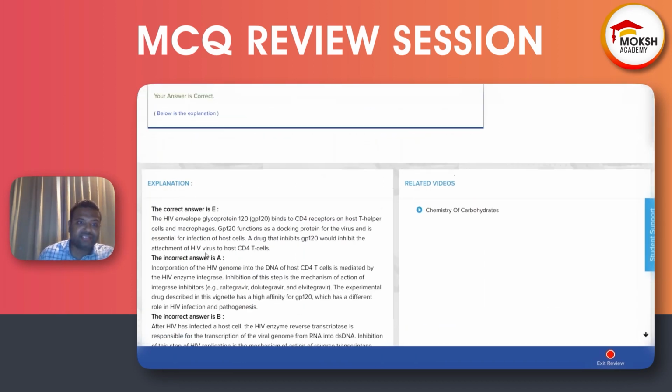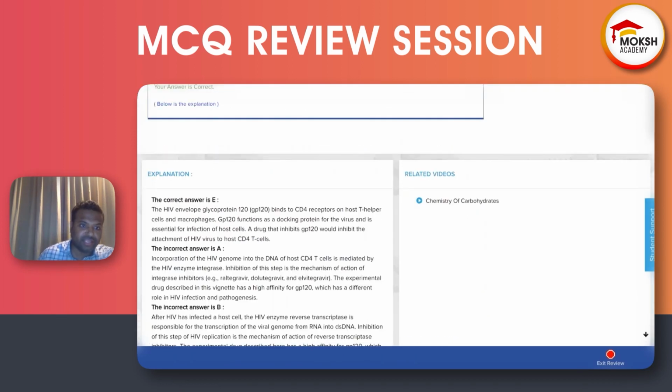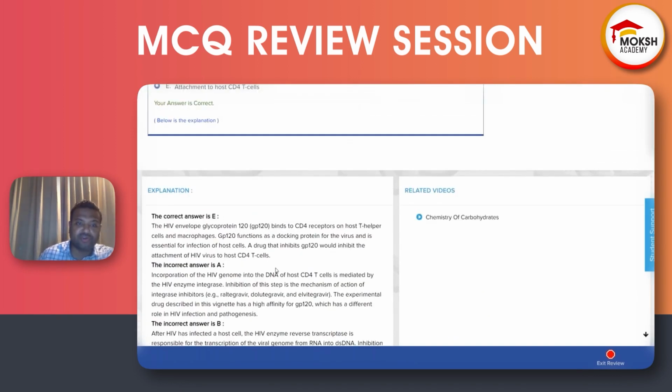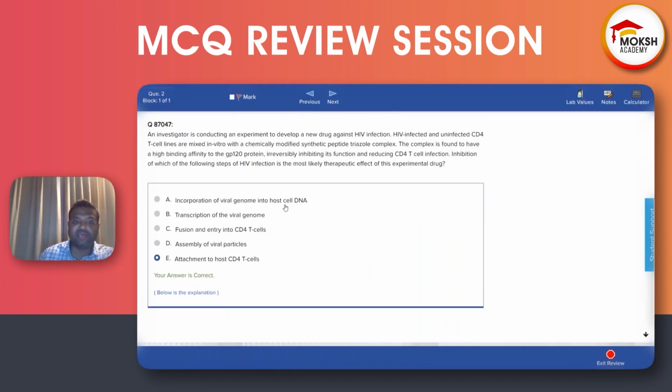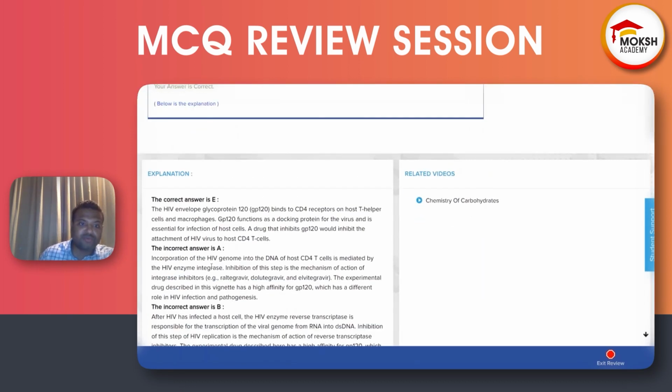Why is A incorrect? It says incorporation of the viral genome into the host cell. Once the HIV virus enters your cell, what happens? They try to incorporate into the host cell, and that is done by integrase. Not the integrase enzyme in our body. Incorporation of the HIV genome into the DNA of the host CD4 T cell is mediated by the HIV enzyme integrase. Inhibition of this step is the mechanism of action of integrase inhibitors, that is raltegravir, dolutegravir, elvitegravir. They inhibit this process.